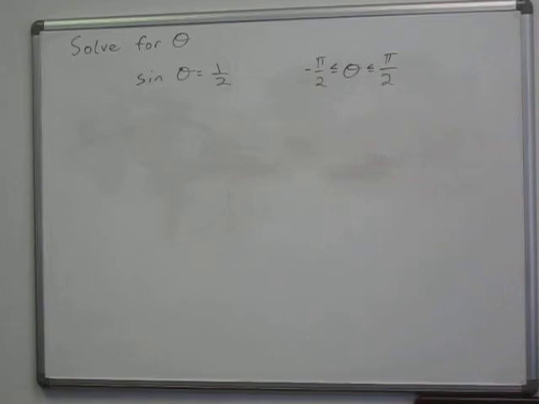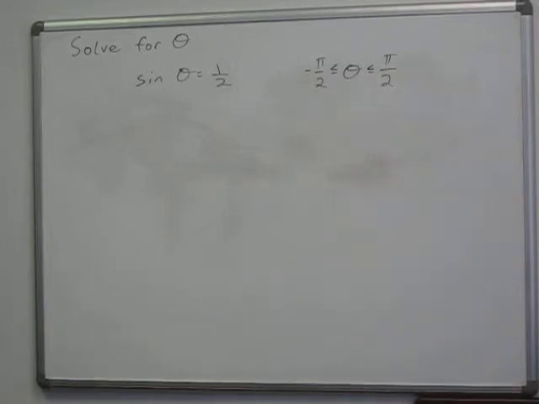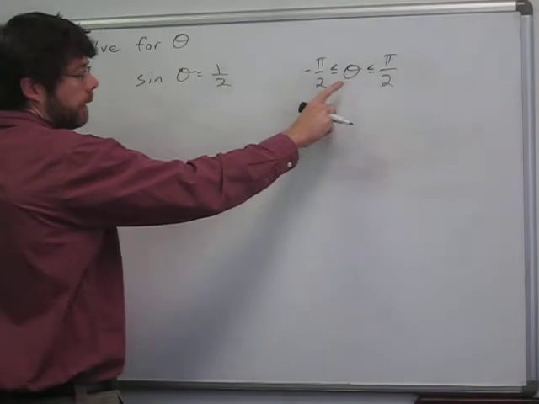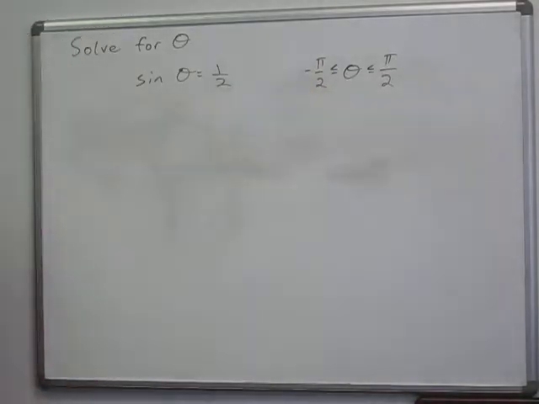Let's start solving trigonometric equations. Let's start by solving the basic equation sine of theta equal to 1/2. And let's restrict our thetas to between negative pi over 2 and pi over 2 inclusive.